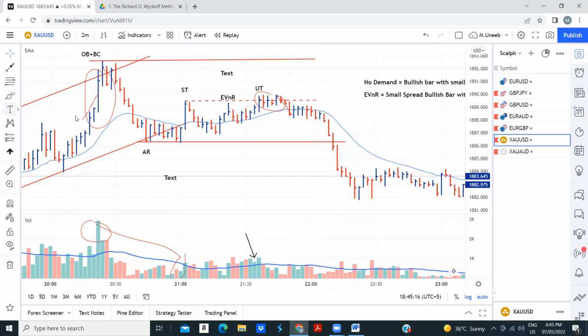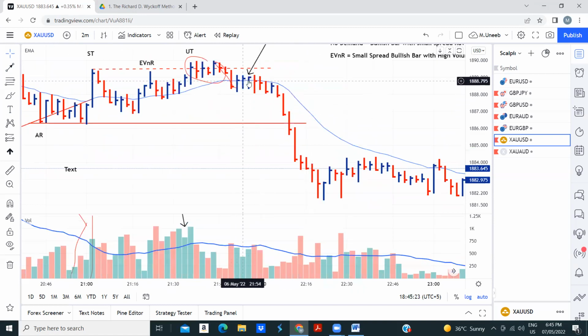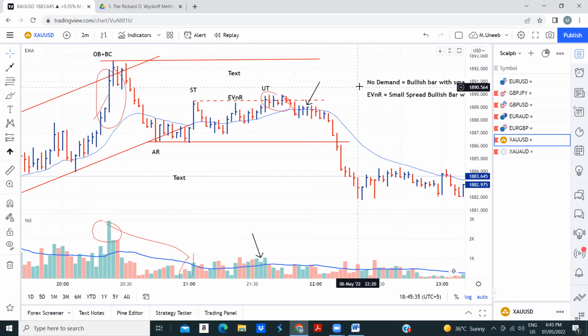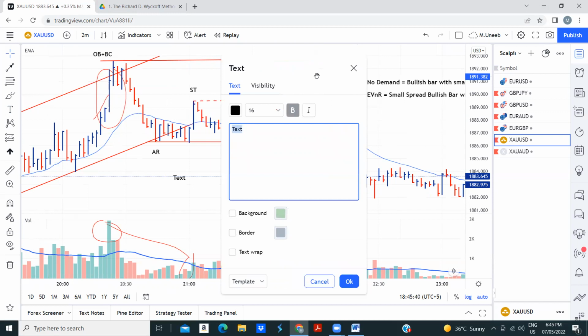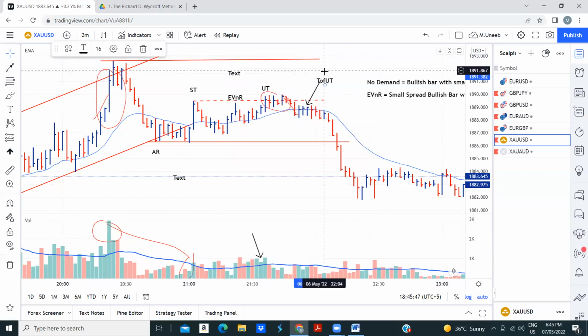Now this is the test of upthrust. In Wyckoff terms, this is where the price is coming back, and you see this moving average. The price tests this moving average here. Either the price will come back and test this line of resistance, or it will test this moving average line. Do you understand? This test is known as test of UT, I told you. Got it? TOUT, test of upthrust.